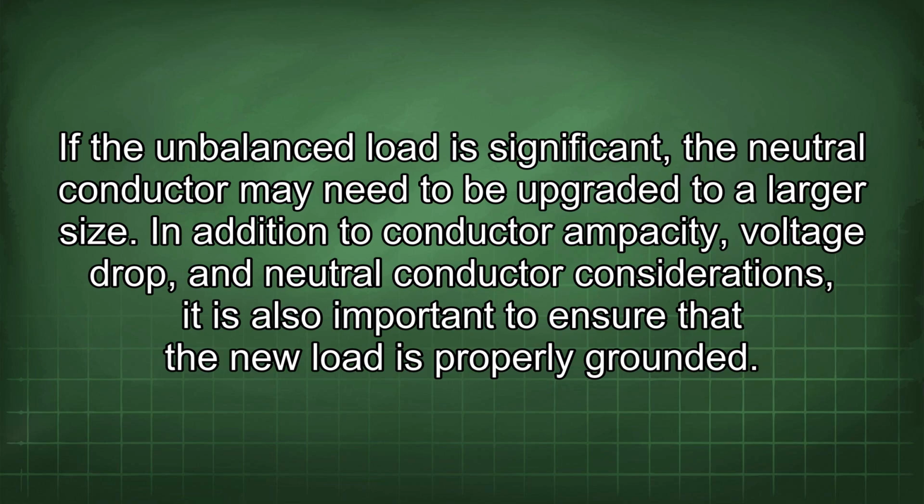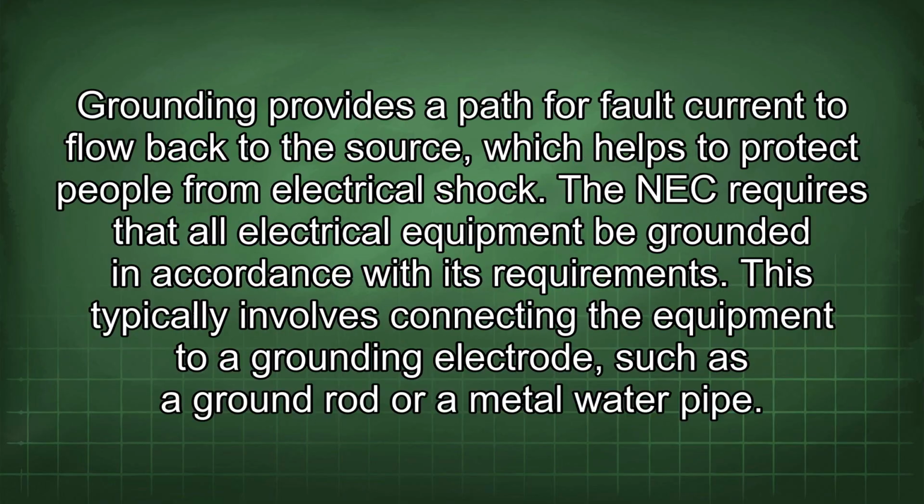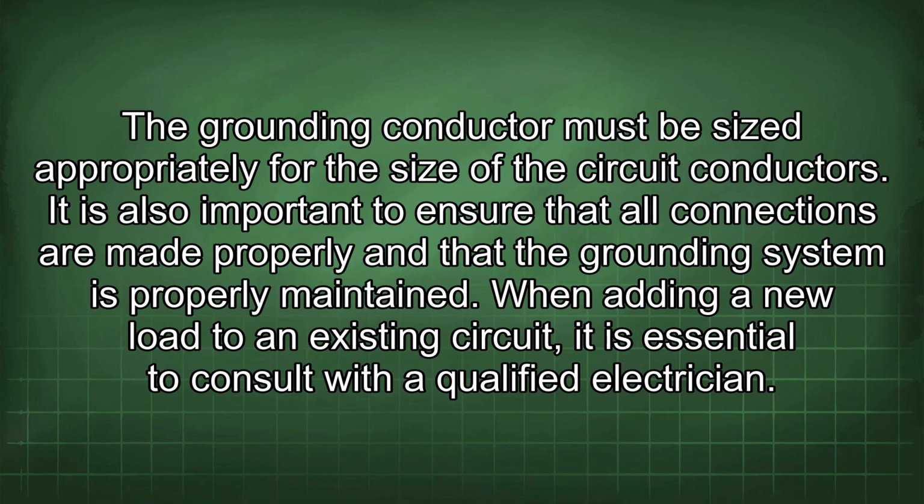In addition to conductor ampacity, voltage drop, and neutral conductor considerations, it is also important to ensure that the new load is properly grounded. Grounding provides a path for fault current to flow back to the source, which helps to protect people from electrical shock. The NEC requires that all electrical equipment be grounded in accordance with its requirements. This typically involves connecting the equipment to a grounding electrode, such as a ground rod or a metal water pipe. The grounding conductor must be sized appropriately for the size of the circuit conductors. It is also important to ensure that all connections are made properly and that the grounding system is properly maintained.